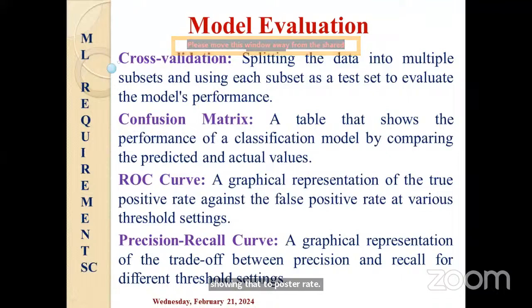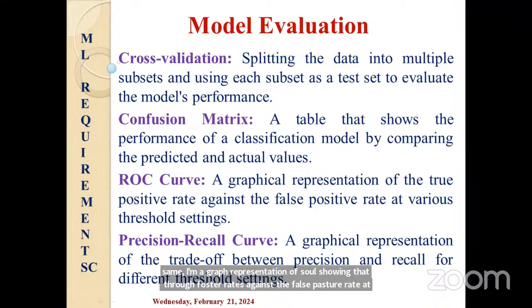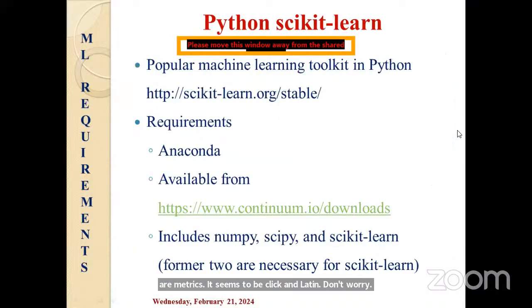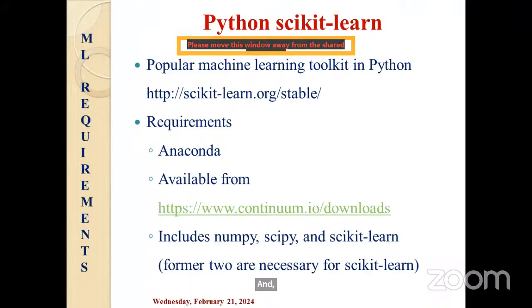Okay, so precision and recall are metrics for measuring the performance, not your accuracy. So accuracy and F score can be calculated based on this. All these are metrics. If it seems to be Greek and Latin, don't worry. When you start doing your project, you'll be exploring all this, right? And whenever I want to include the scikit library, after installing your Python, you have to include your Anaconda and also include NumPy, SciPy, and scikit-learn for installing it, right?